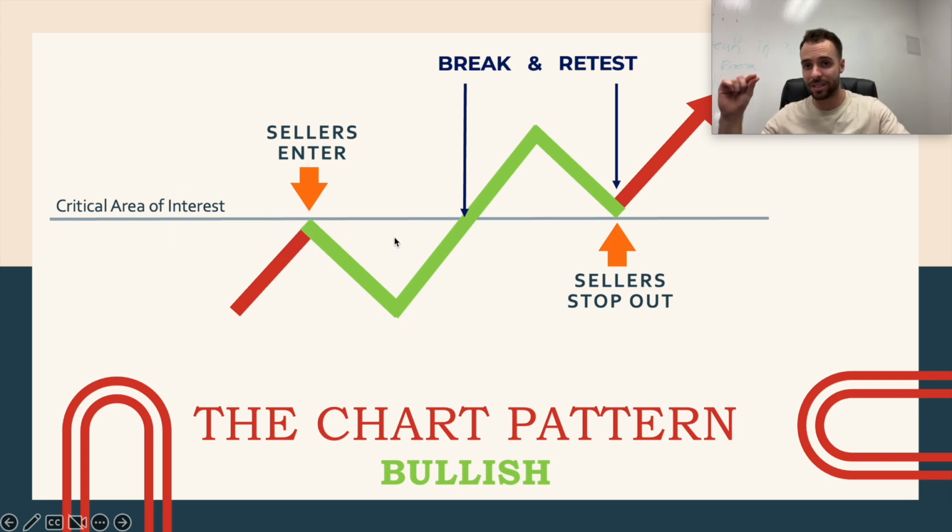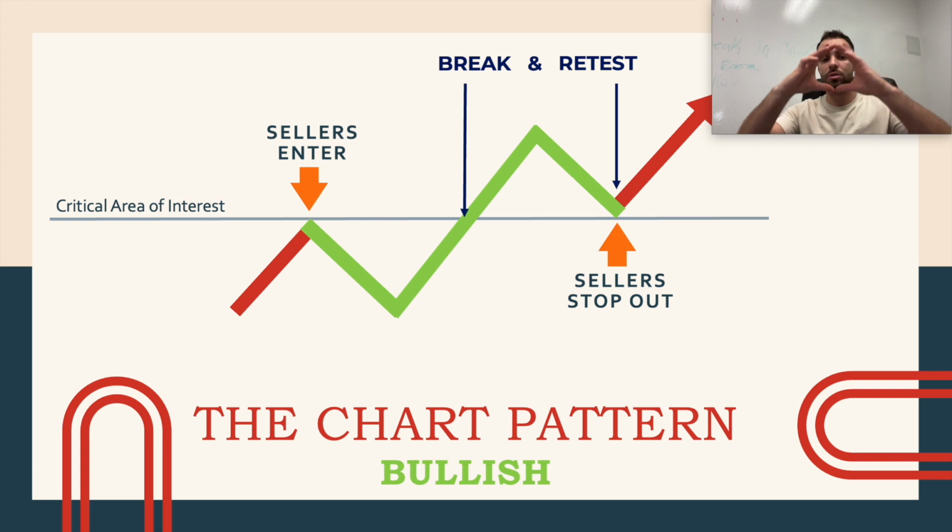It could be just a price line. It could be a whole zone that you draw in your chart. It doesn't matter. Whatever it is, a supply zone or a critical level of interest, that is where you are expecting sellers to appear again, right? So sellers push the market down. Now what happens is buyers come in and push price up through that point. This is where the break in the break and retest comes.